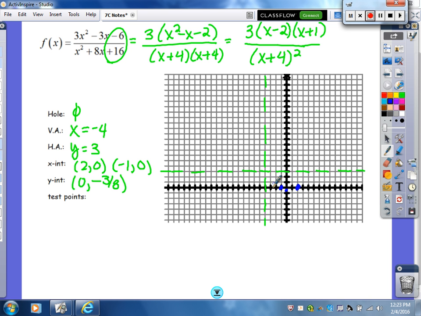I need to figure out what's going on in this region, and then what's going to go on over here to the right of my number. So let's plug in first x equals negative 2. So what am I going to get? Y equals 3 times negative 2 minus 2, which is negative 4, times negative 2 plus 1, which is negative 1, over negative 2 plus 4, which is 2, squared, which is 4. All right, clean that up, and you should be getting positive 3.